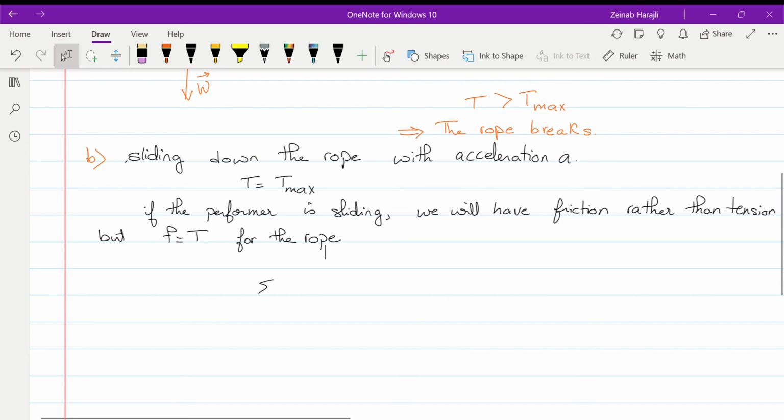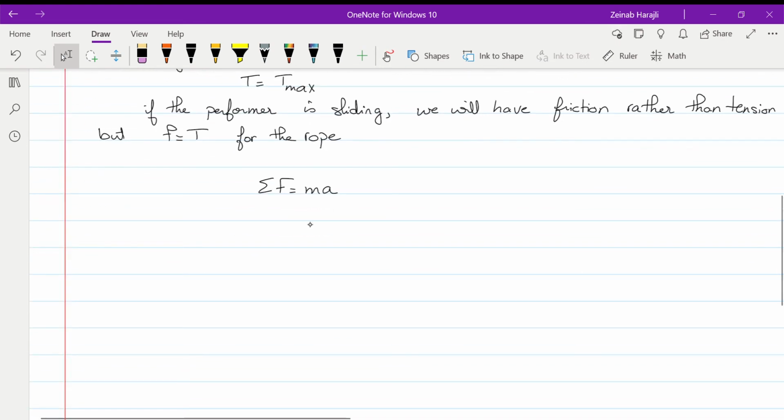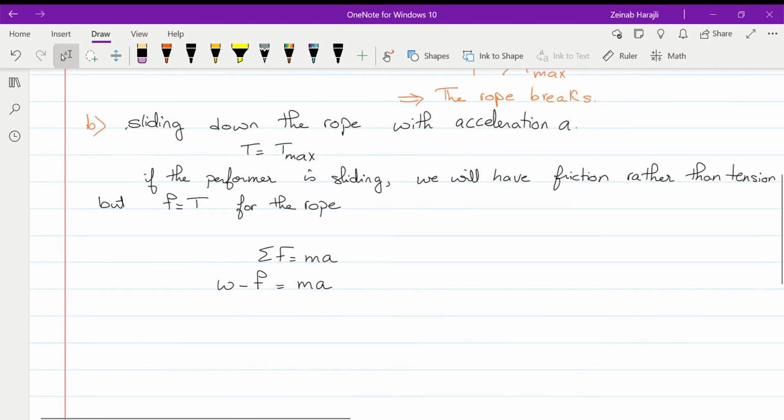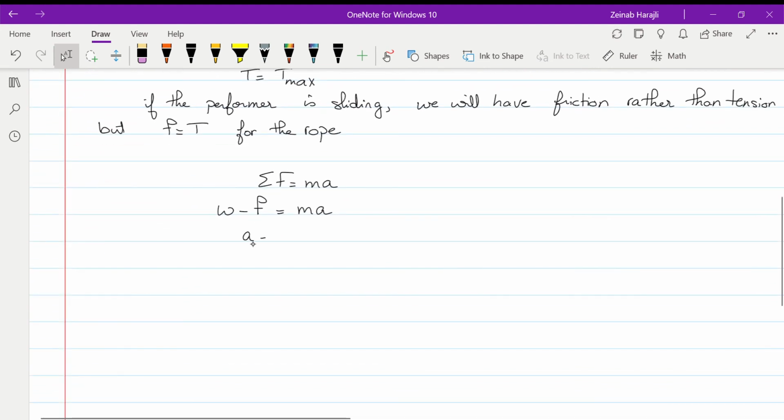So we can just apply Newton's second law. The performer is sliding down, so I will take the downward direction to be the positive direction. So weight will be positive, the friction negative, and the acceleration positive since he's sliding downwards. We are looking for the value of the acceleration, so the acceleration will be (W minus F) over m. We said this friction is equal to the tension itself, and we want it to be just equal to the maximum tension because we're looking for the acceleration that will just avoid breakage of this rope.